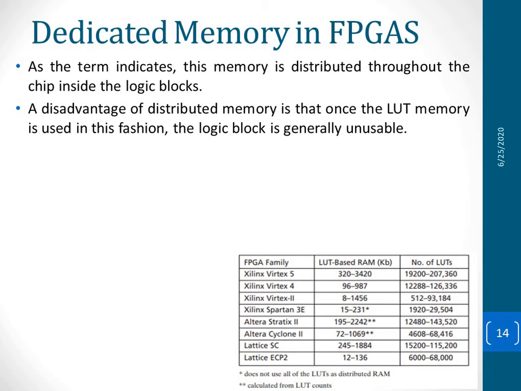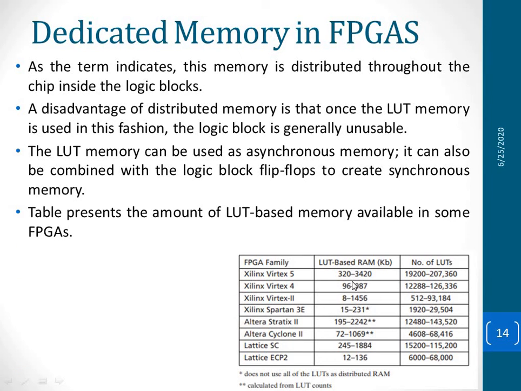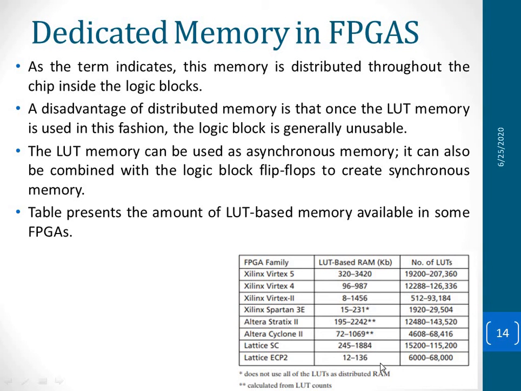A disadvantage of distributed memory is that once the LUT memory is used in this fashion, the logic block is generally unusable. The LUT memory can be used as asynchronous memory. It can also be combined with the logic block flip-flops to create synchronous memory. So here the previous diagram I have also shown you. The LUT based RAM blocks for Xilinx Virtex 5, we have 320 to 420 kilobits, and for Lattice you can see 12 to 136. So likewise we can use distributed RAMs also based on the LUTs.